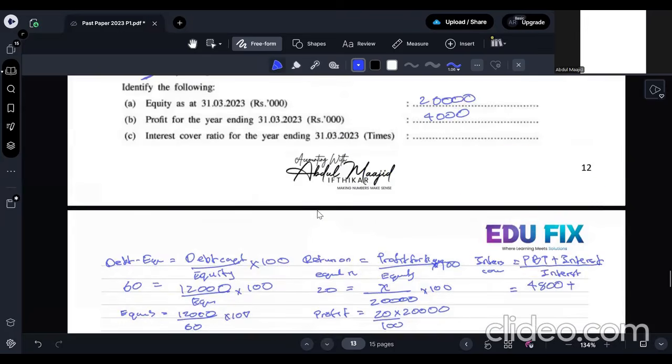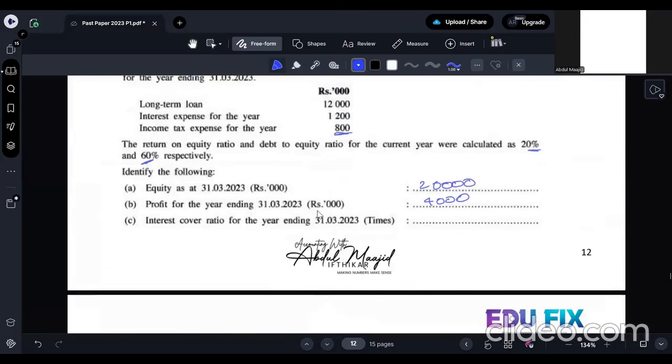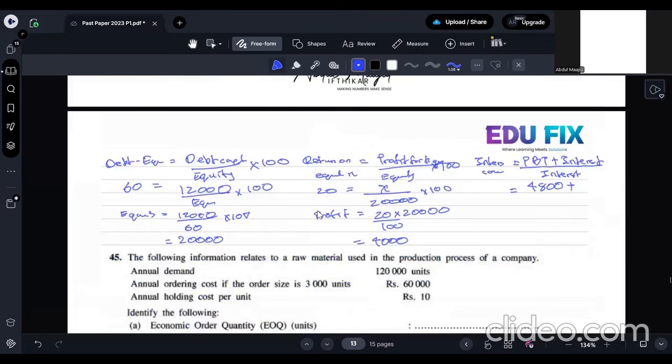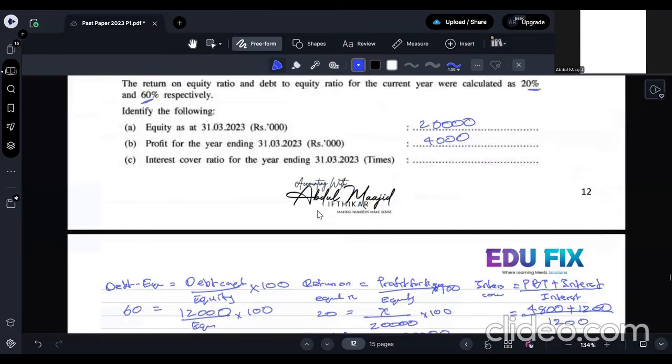4,800,000 plus the interest expense, which is given as 1,200, divided by the interest 1,200. Interest cover ratio will be 4,800 plus 1,200 is 6,000 divided by 1,200. That is 5 times. So the interest cover ratio is 5.